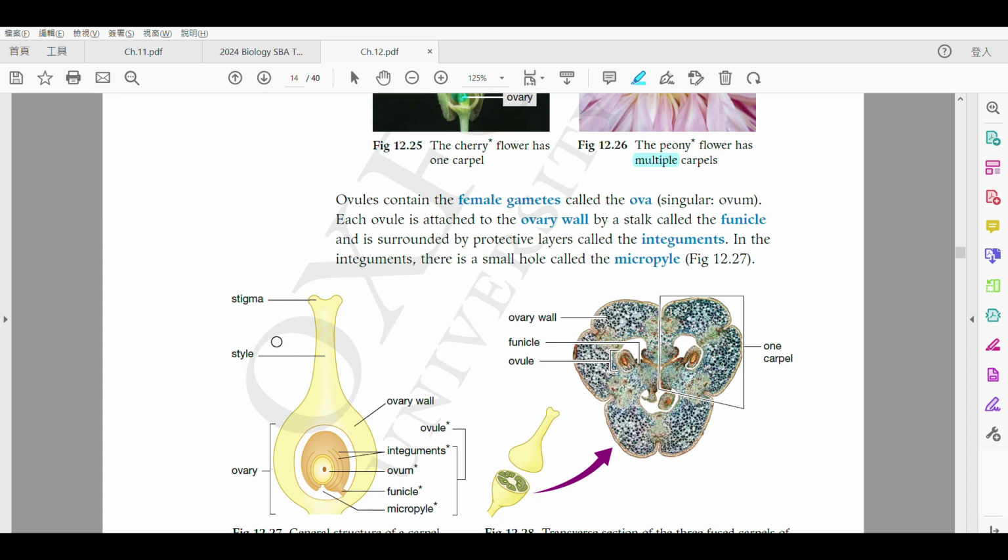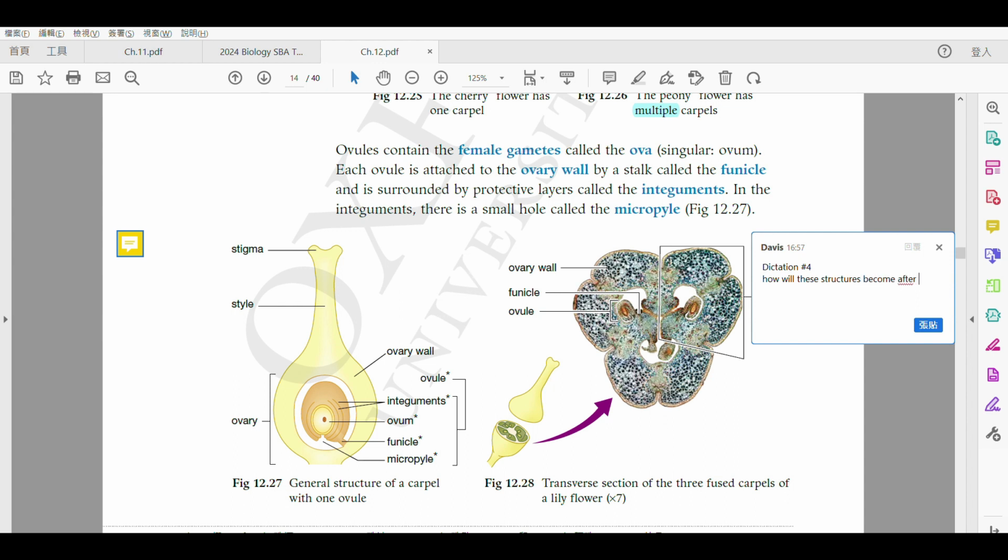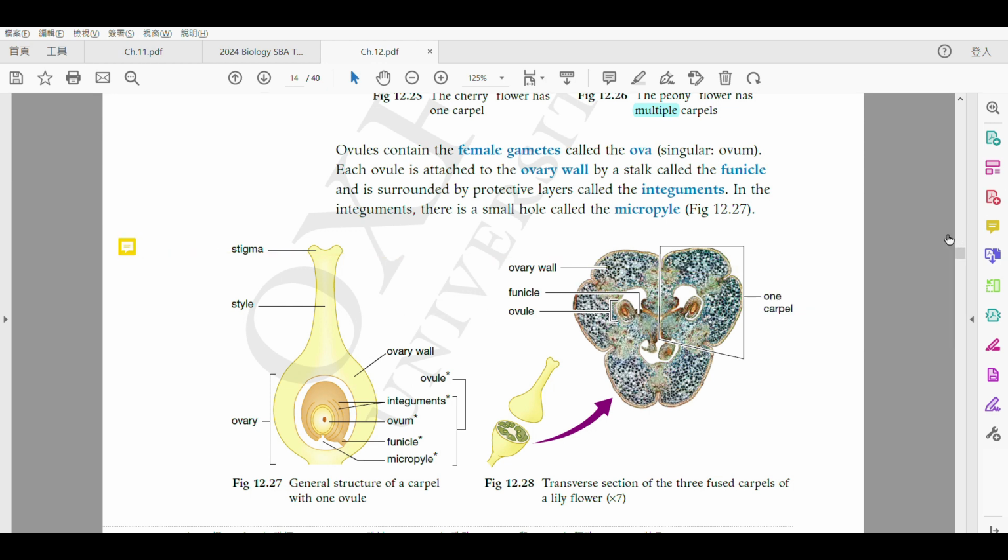Okay, so this is another very key part I need you to remember. This is also for dictation. You will know that this is very important later. Usually, when we talk about fruits, we will ask how these structures will become after fertilization. Please mark this question down. Usually, we will ask you something like this: what will happen to these structures after fertilization? We will talk more about that.